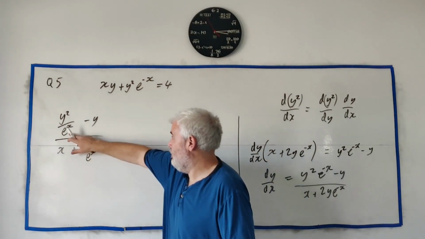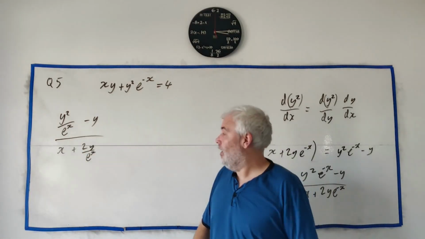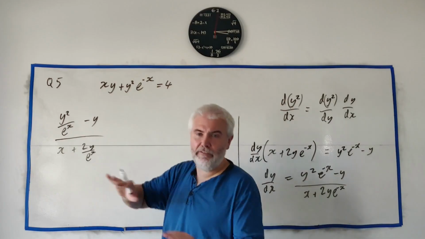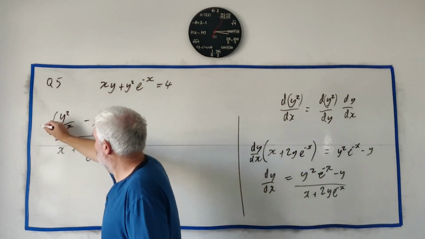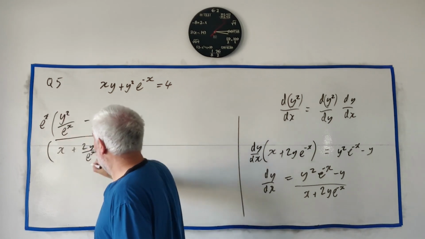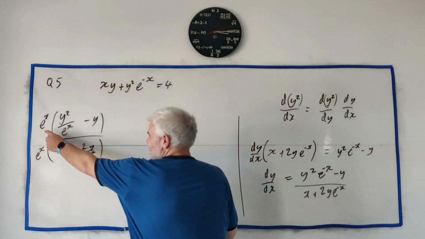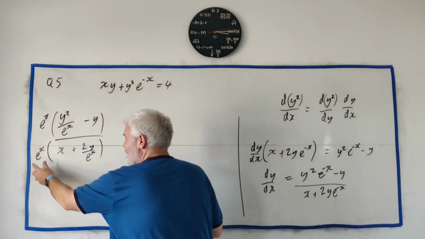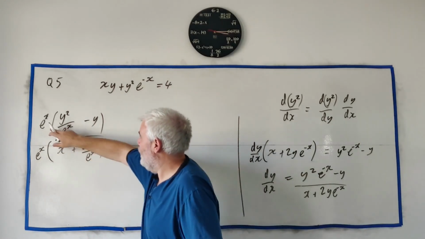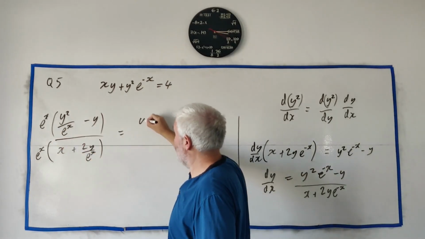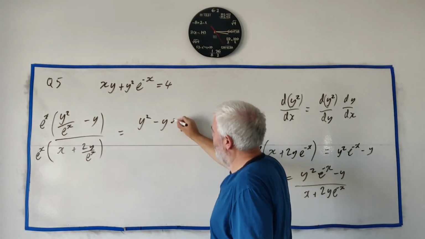The problem is, we don't like dividing by things, so let's get rid of it. To get rid of this, we multiply everything, top and bottom, by e to the x. So e to the x on the top, e to the x on the bottom. We can do that whenever we want because it's like multiplying by 1. But here's the great thing it does. It multiplies by both of these. Multiplied by that, we get just y squared. These cancel. Multiplied by this, we get minus y e to the x.